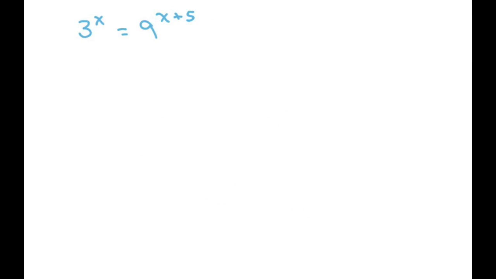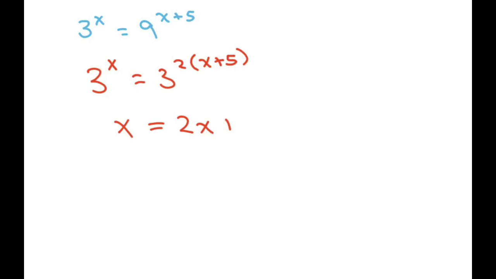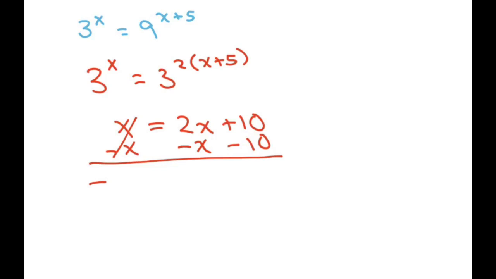Two more. This one's pretty easy as well. 3 to the x equals 3 squared. Now my bases are the same. Now set each exponent equal to each other. I'm going to subtract the x and subtract the 10. So basically this is going to be 0, and you have a negative 10 over here. We'll subtract 10 from both sides. This equals x. And we're done.